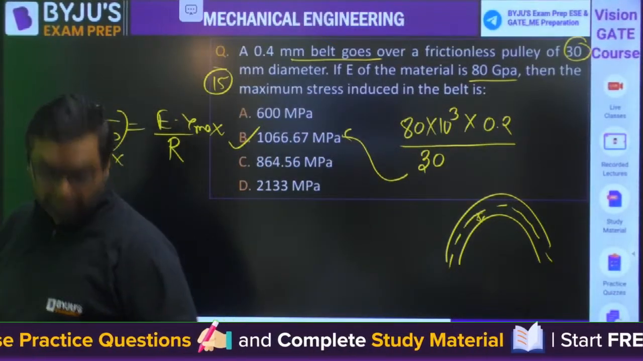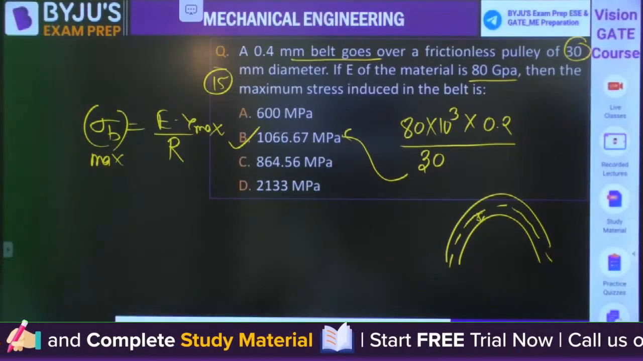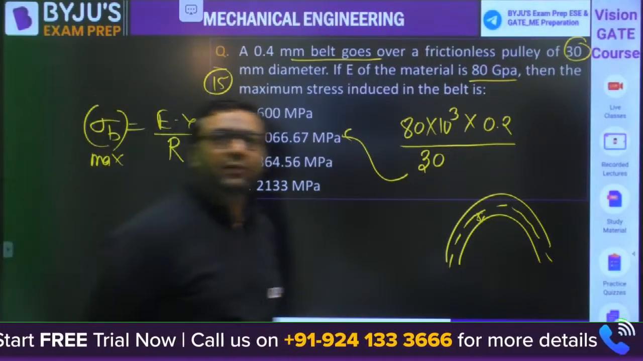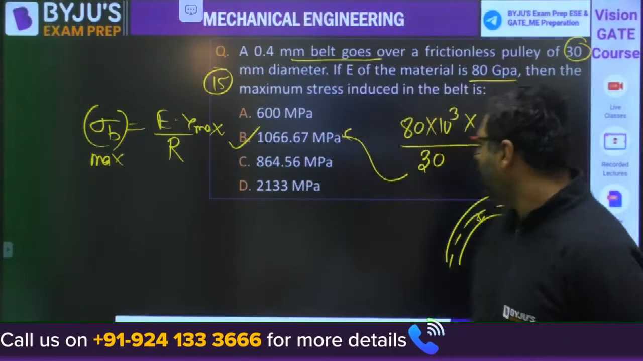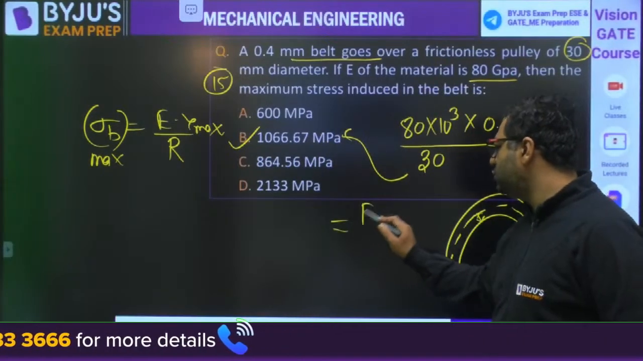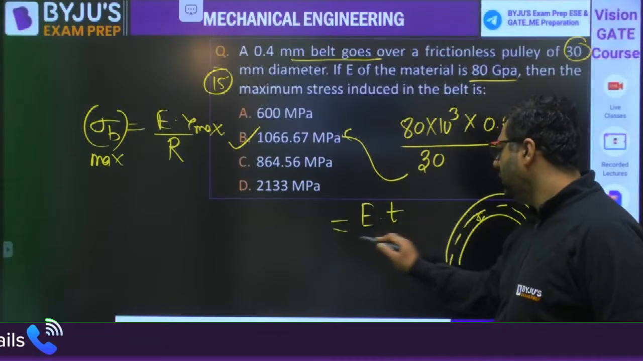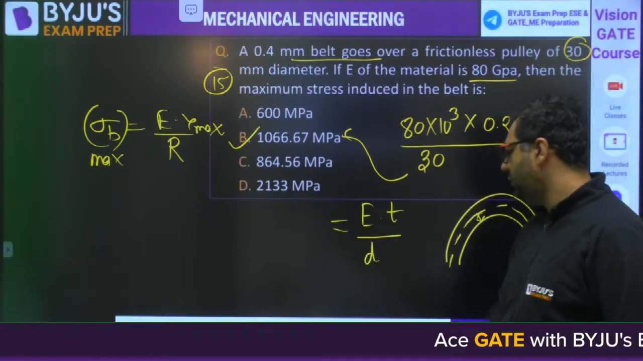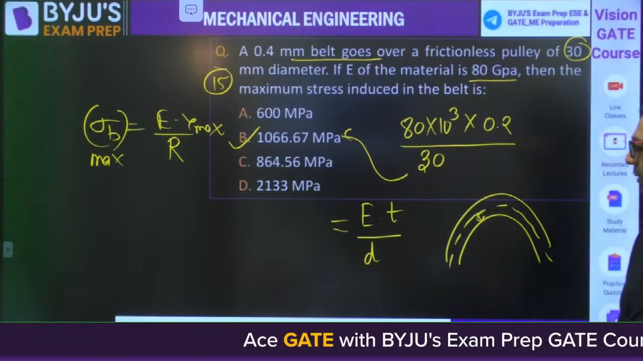Clear for everyone? I don't know what mistake you guys have done, those who are saying D. B would be the right answer, because the formula for this is actually E into T divided by D. So the answer will be coming out to be B.